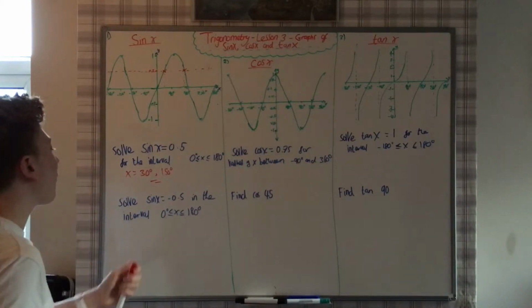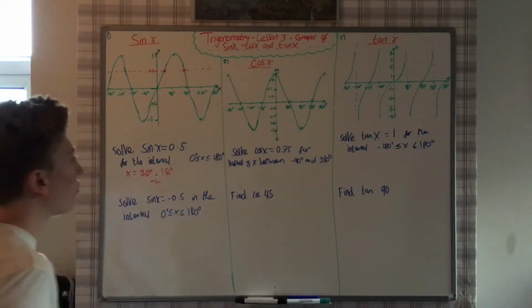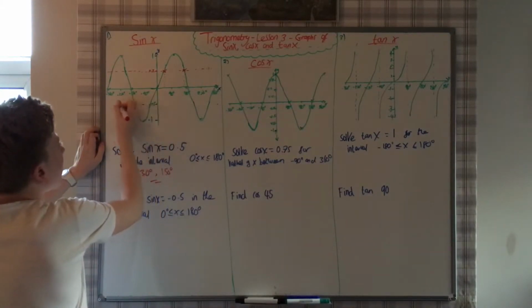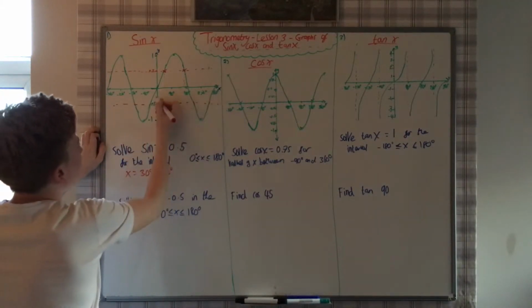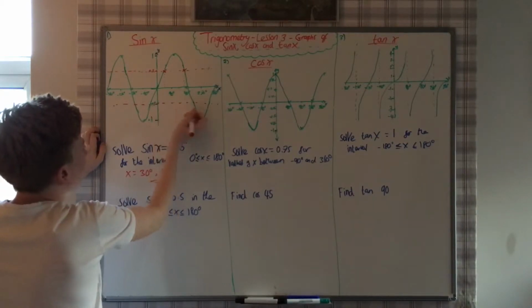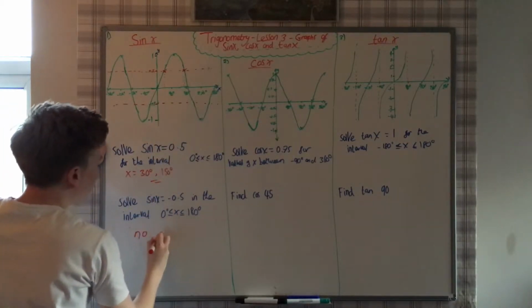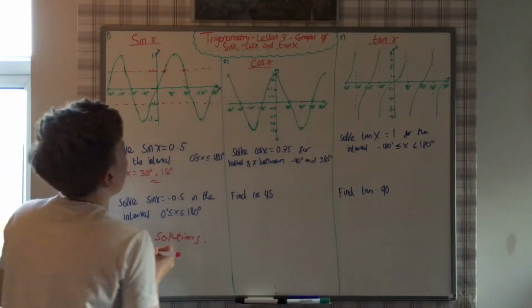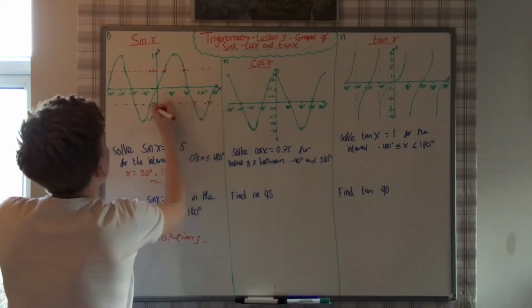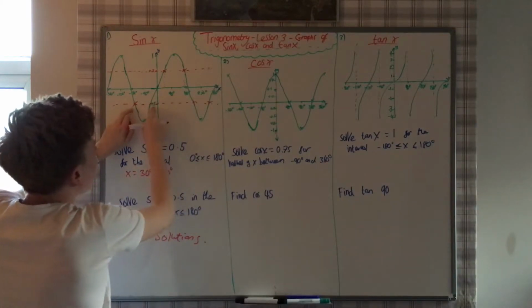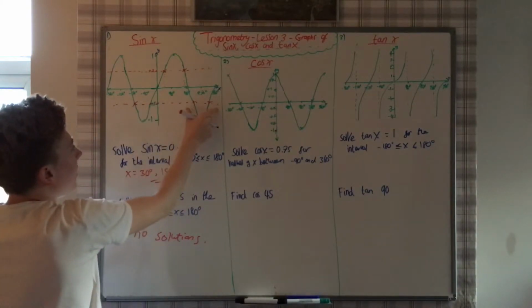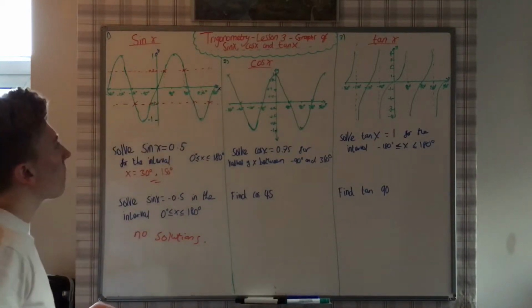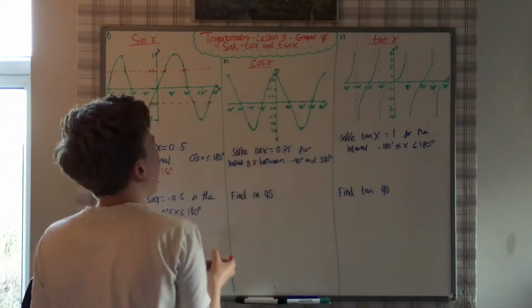The next question says solve sin x is minus a half in the interval 0 to 180. Well, minus a half is here, and we're looking between 0 and 180. Well, between those two values there are no solutions. It's a trick question. Because the graph does intercept here, here, here and here. Well, these aren't between 0 and 180 degrees, and these are greater than 180 degrees, so none are actually in that interval.